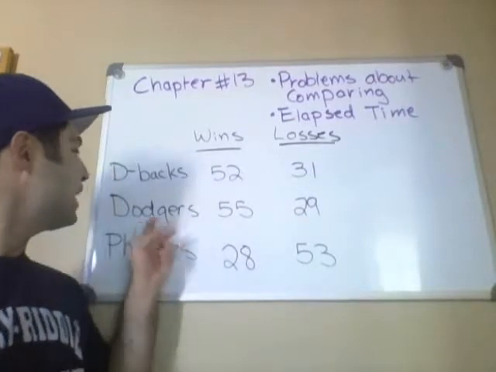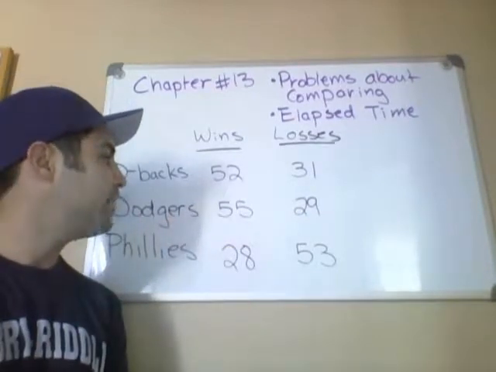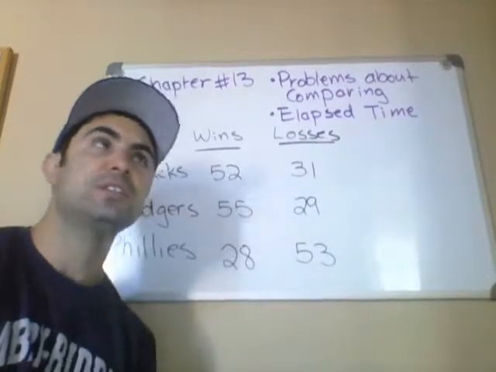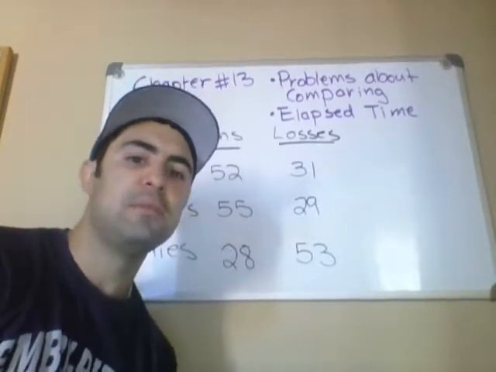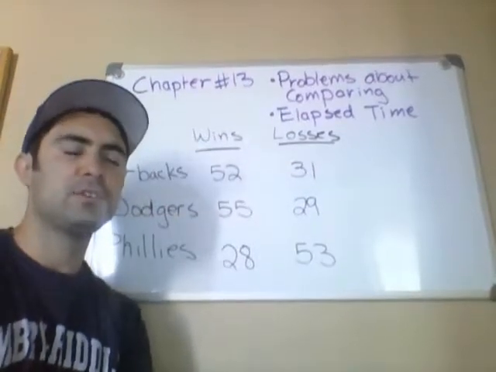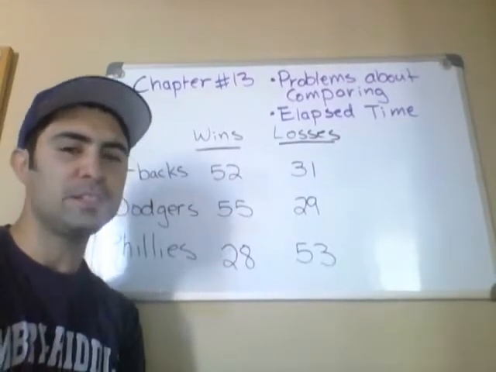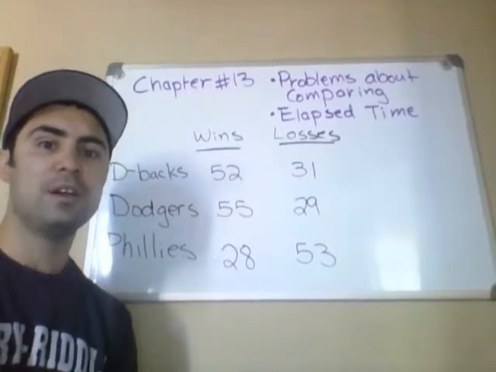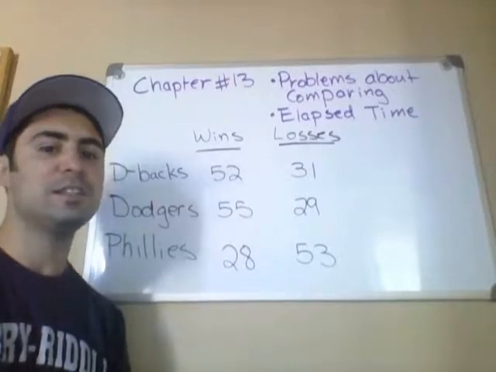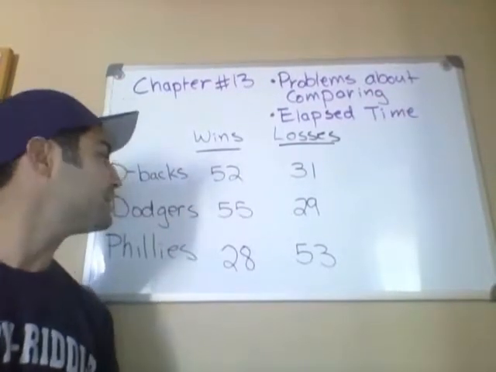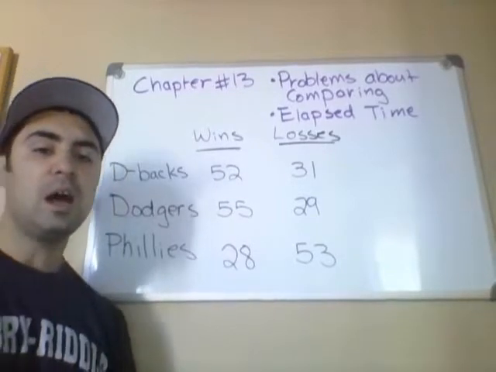Okay, the Dodgers have 55 wins and 29 losses. They are the best team in the league, and it just so happens that the Diamondbacks and the Dodgers are in the same conference. I think the Diamondbacks have the third best record in the league right now, so they're doing excellent. But out of all the divisions, two of the best teams are in the same division.